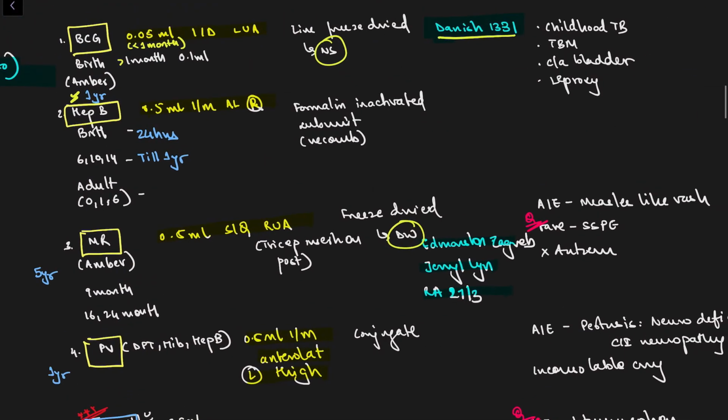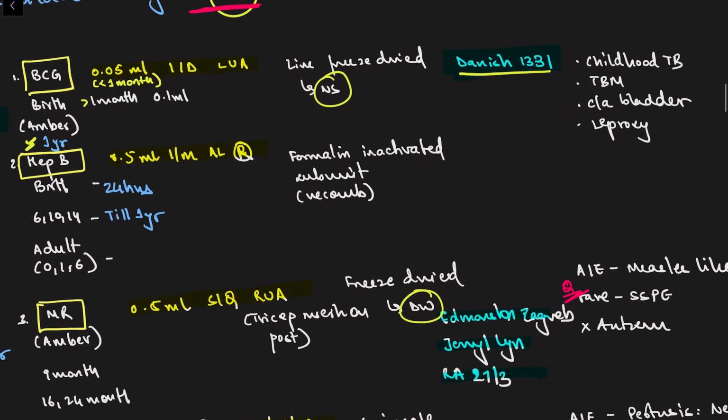Okay. Then the vaccines in a bit detail. BCG, the dose is 0.05 ml intradermal in left upper arm, and it should be given within 1 month. If it is given after a month, the dose is 0.1 ml, right? And it can be given up till 1 year of age. It is a live freeze-dried vaccine. The strain is Danish 1331, and it is used to prevent childhood TB, TBM, then bladder cancer, and even leprosy.